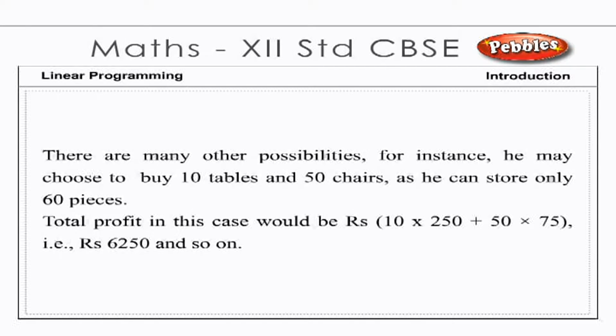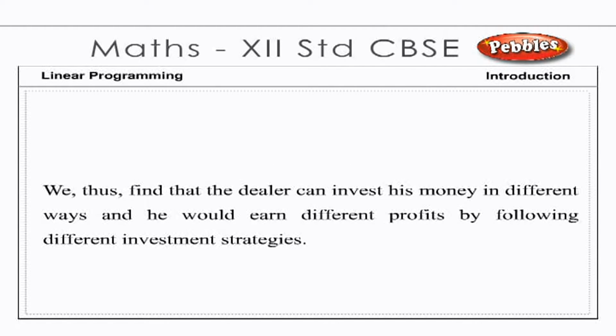There are many other possibilities. For instance, he may choose to buy 10 tables and 50 chairs as he can store only 60 pieces. Total profit in this case would be rupees 10 into 250 plus 50 into 75, that is rupees 6,250, and so on. We thus find that the dealer can invest his money in different ways and he would earn different profits by the different investment strategies.